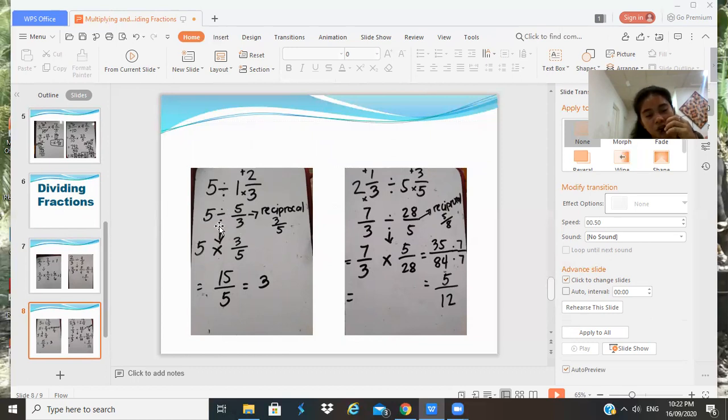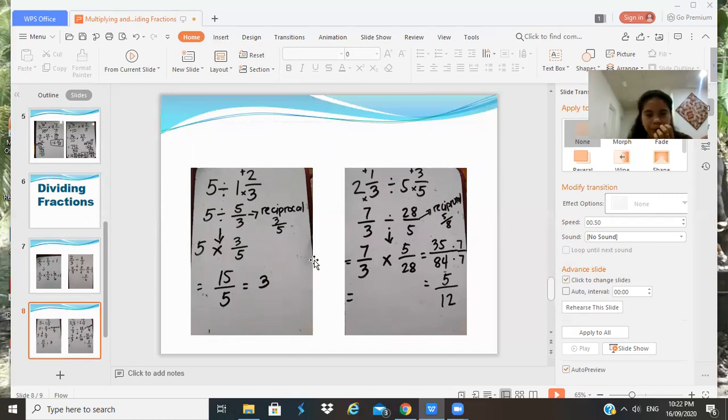So, copy the number 5. Then change the division sign to a multiplication sign, times. Then 5 over 3, the reciprocal is 3 over 5, its inverse. So that's why we have here 5 times 3 over 5. So 5 times 3 is 15. The denominator is 5. So 15 divided by 5 is 3.